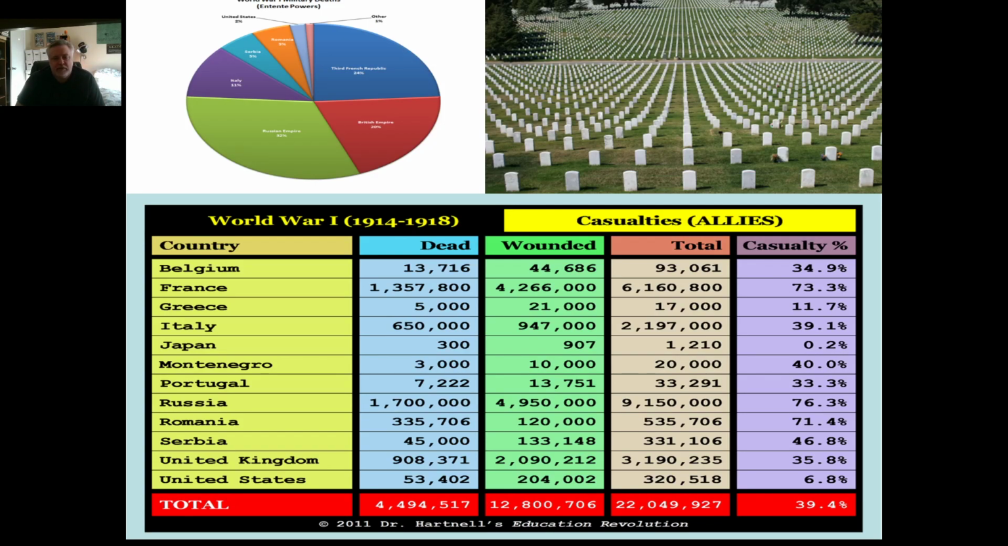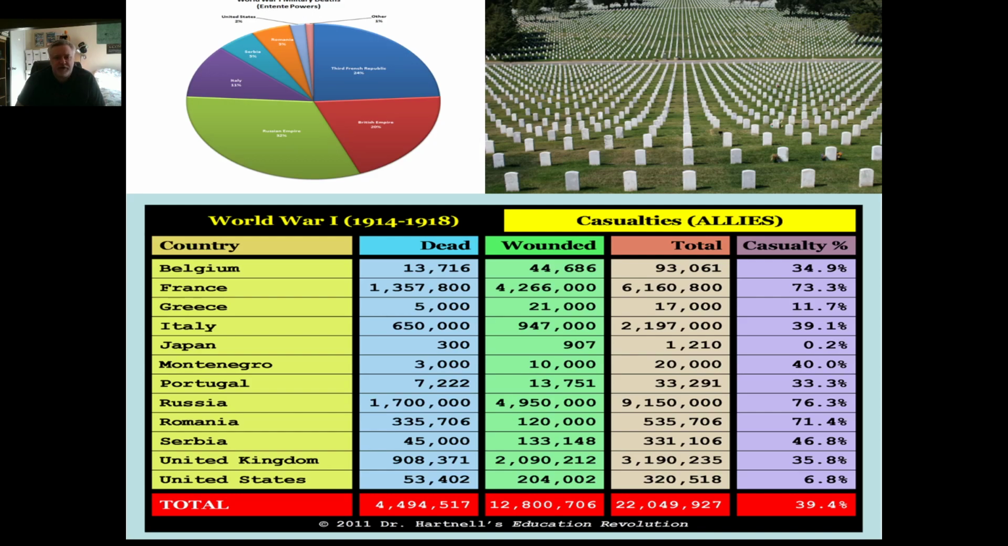Total dead is almost 4.5 million, almost 13 million wounded, 22 million total casualties, 39% of the totality. If you look at the numbers, it's the Russians at 1.7 million dead, 5 million wounded, 9 million total casualties, 76% of the guys who went into this war wounded or killed in some form or fashion.